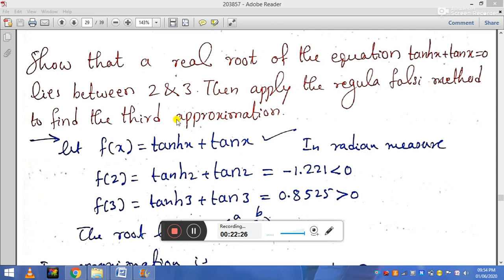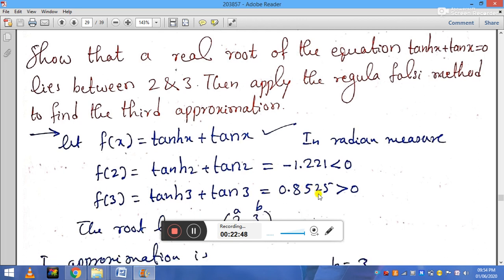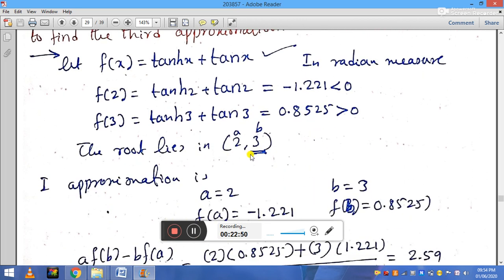Already I have told in the previous example, if trigonometry is there, we convert in terms of radian. So given f of x equal to tan hyperbolic x plus tan x, in radian you measure, put x equal to 2, we get minus 1.221, that is the negative root. Put x equal to 3, we get 0.8525, it is positive. Therefore the root lies between 2 and 3.